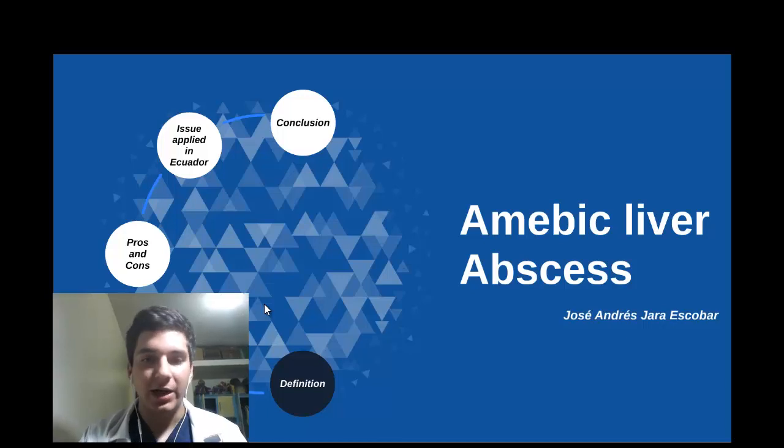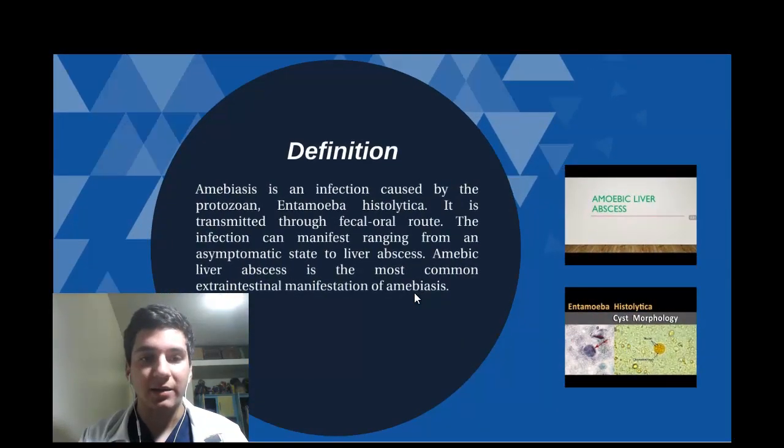Amebic liver abscess. Definition: Amebiasis is an infection caused by the protozoan Entamoeba histolytica. It is transmitted through the fecal-oral route. The infection can manifest from an asymptomatic state to liver abscess. Amebic liver abscess is the most common extraintestinal manifestation of amebiasis.